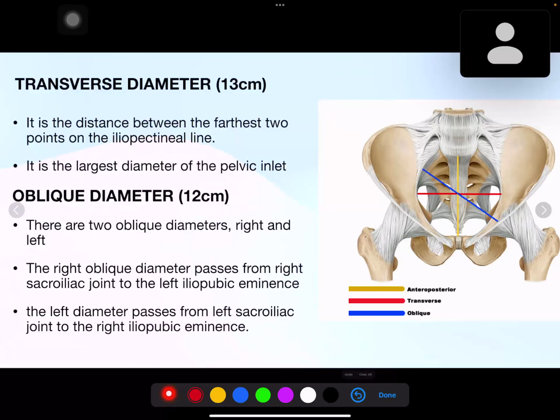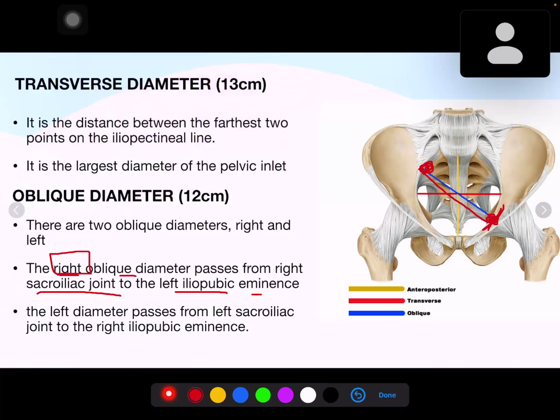Now what would you call the right one? The right diameter passes from the right sacroiliac joint, so it passes from this sacroiliac joint to the left iliopubic eminence, on the iliopectineal line. So the right oblique diameter starts from the right sacroiliac joint and goes to the left iliopubic eminence, and the left one starts from the left sacroiliac joint and goes to the right iliopubic eminence.